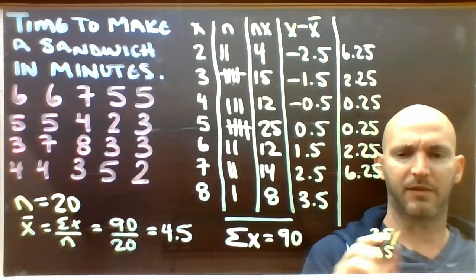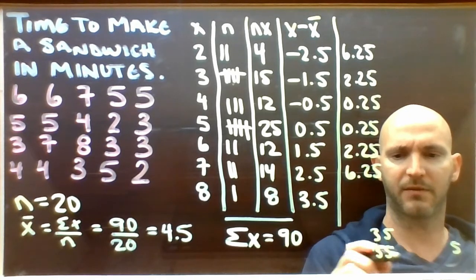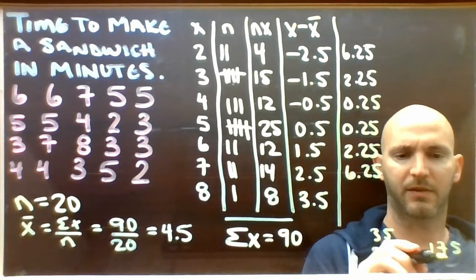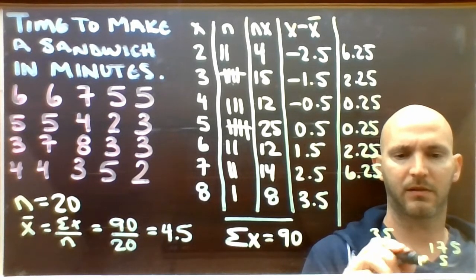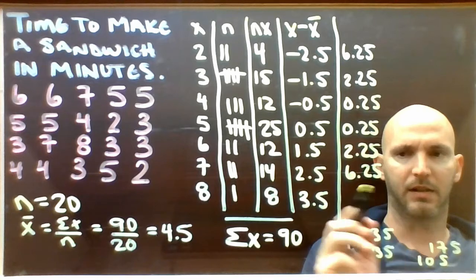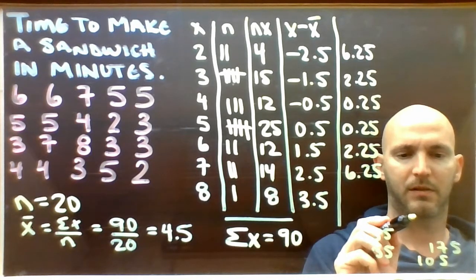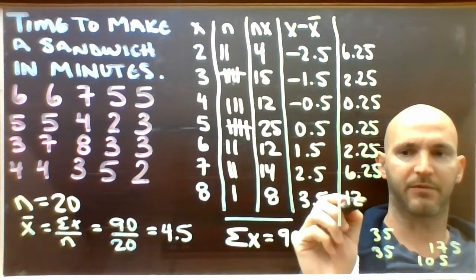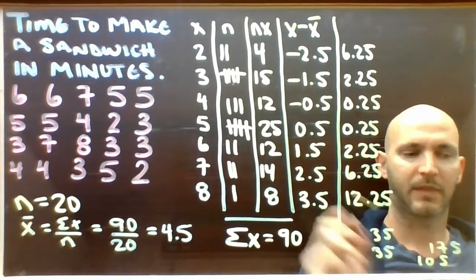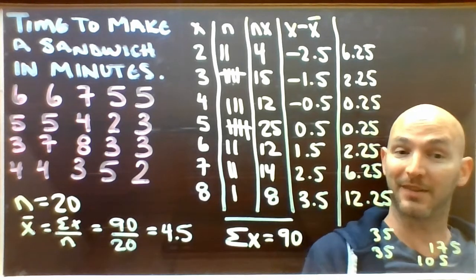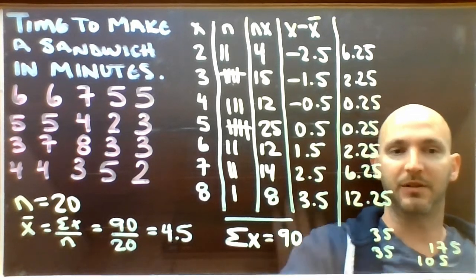times 3, 5 times 5 would be 25, 15, 12.25. Now, I'm going to go and I'm going to check that because it would be really embarrassing to continue if I didn't have that number.